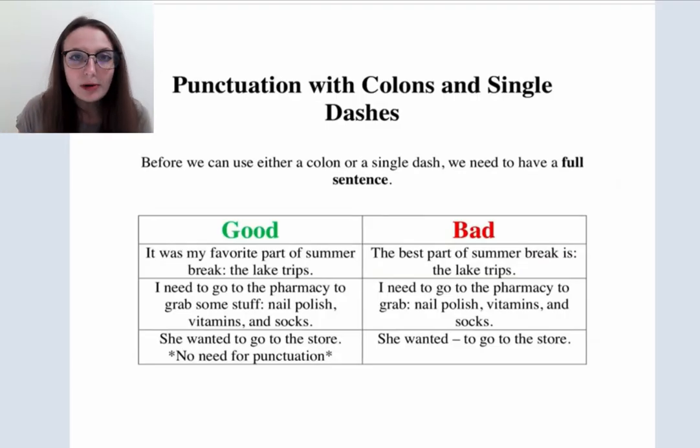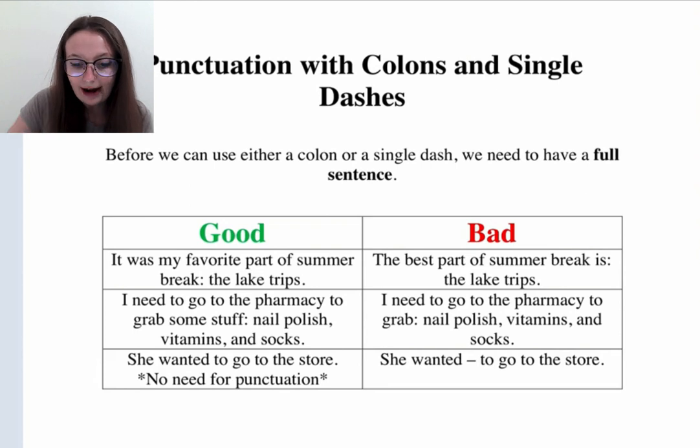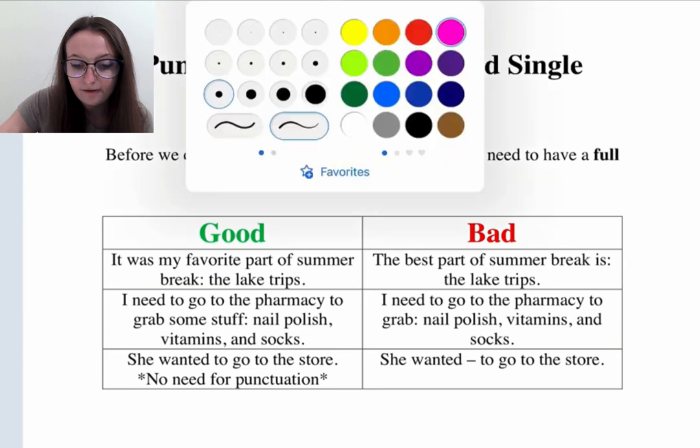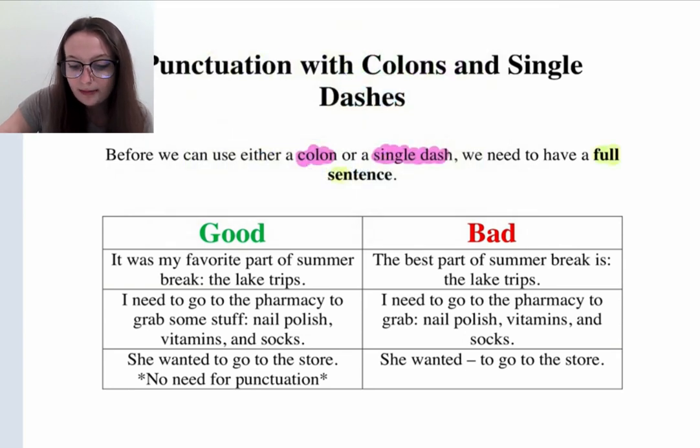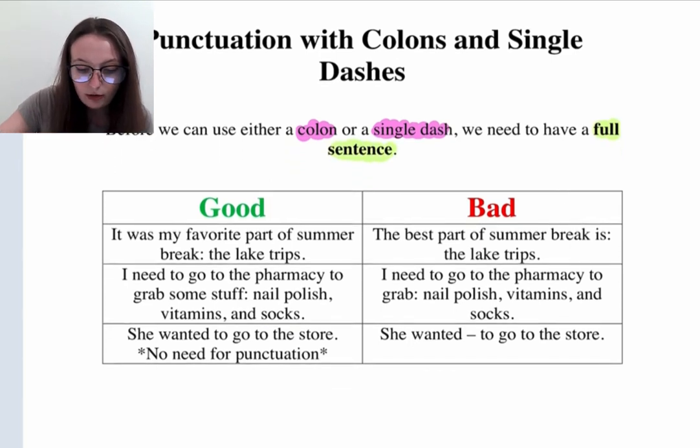All right, so now we understand what colons and single dashes do, but it's really important that we understand some of the grammatical rules that we need to follow when using either a colon or a single dash. So before you're allowed to use either a colon or a single dash, you need to have a full sentence before. So let me show you some examples in which it would be okay to use it versus it would not. So if you notice under this good column, it says it was my favorite part of summer break. That's a full sentence, so it's fine to go ahead then and use a colon to present what your favorite part is.